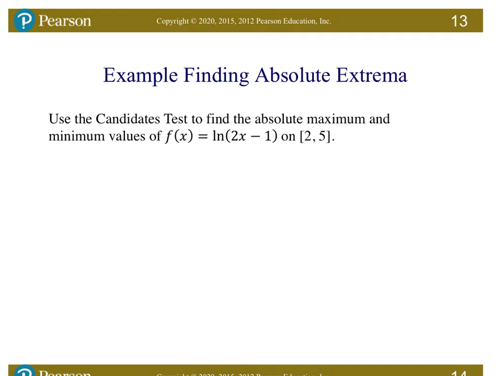Let's do the candidates test to find the absolute max and min on a logarithm. The beginning is still the same. We want to do the endpoints first. So my endpoints are point A, where x is 2, and point B, where x is 5. So I want to find the y value that goes with each of those.